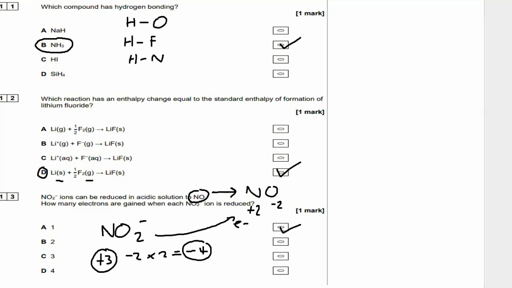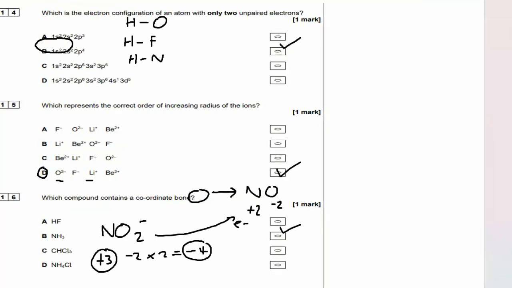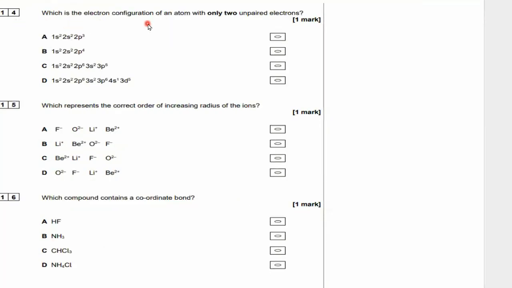Let's go on to the next question. Question 14. Which is the electronic configuration of an atom with only two unpaired electrons? So we're looking for two electrons on their own in their orbitals.